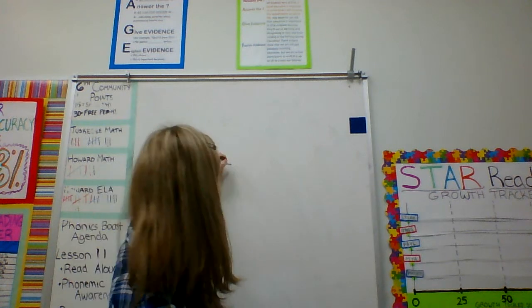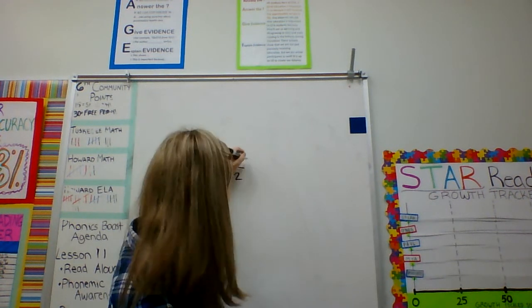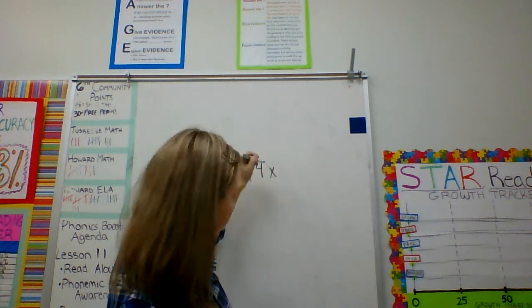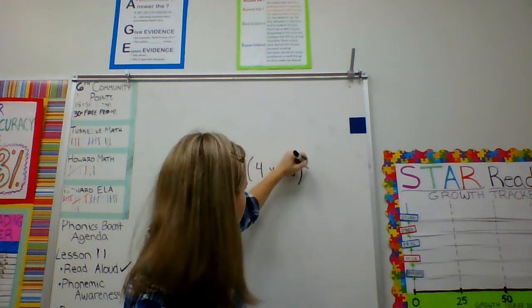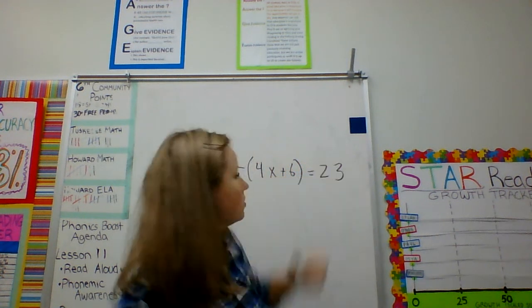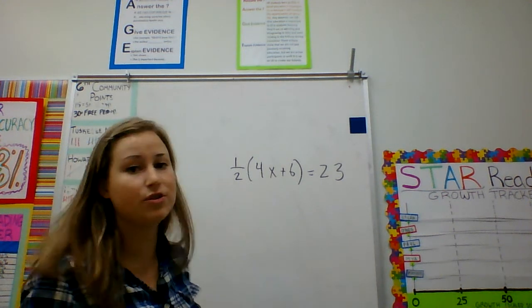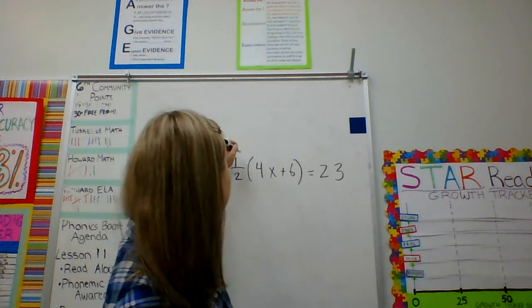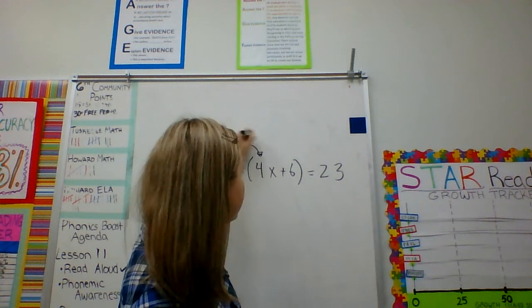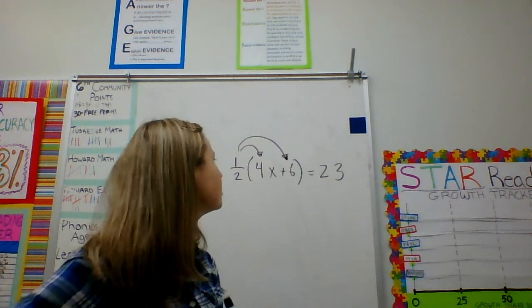So, number 7, we have 1/2 times the quantity 4x plus 6 is equal to 23. Now, the only thing that's different about this problem is we have a fraction outside of our parentheses. I'm going to distribute that fraction. Same thing. I want to undo my parentheses.